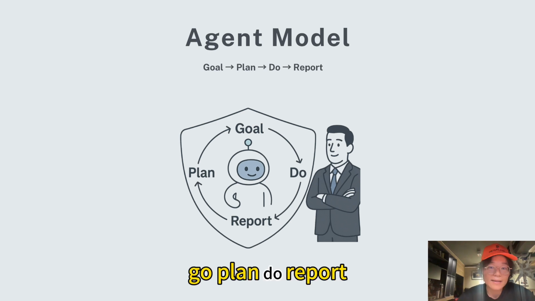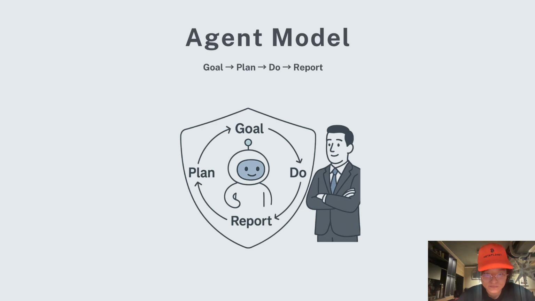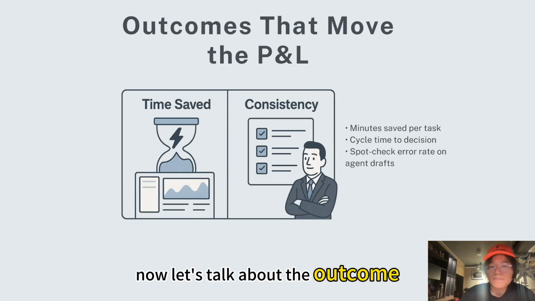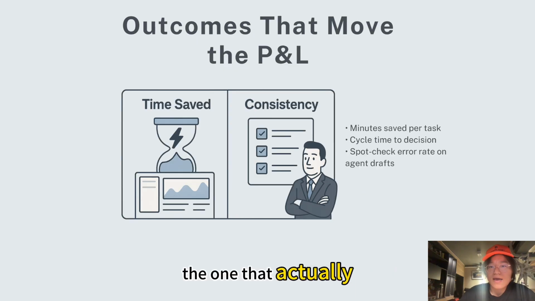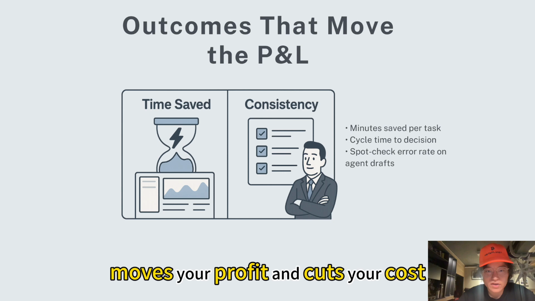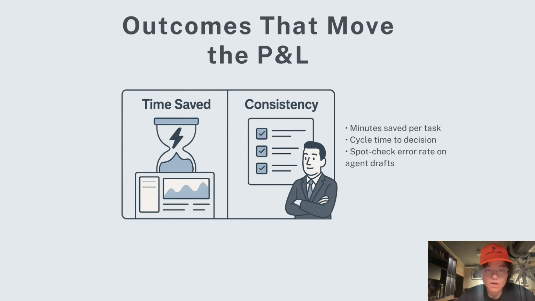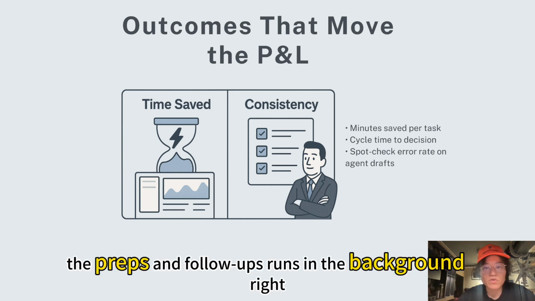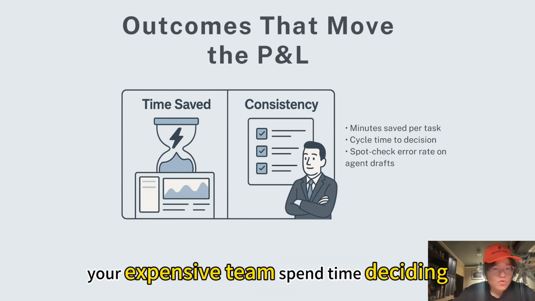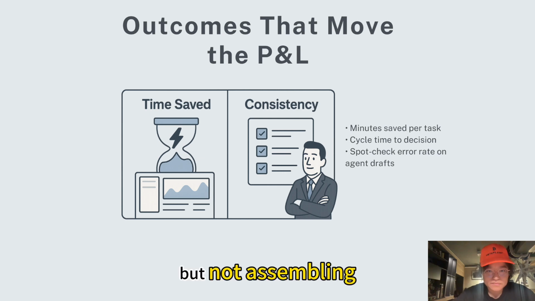Go, plan, do, report. Now let's talk about the outcome, the one that actually moves your profit and cuts your costs. Number one, the time. All the routines, the preps and follow-ups run in the background. Right? Your expensive team spends time deciding, not assembling.